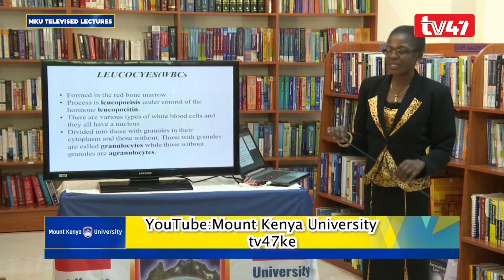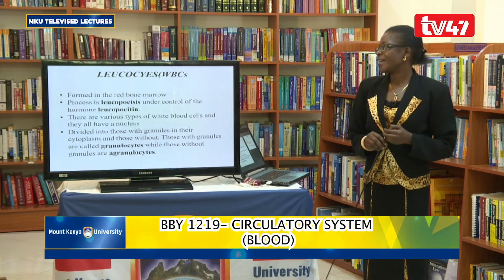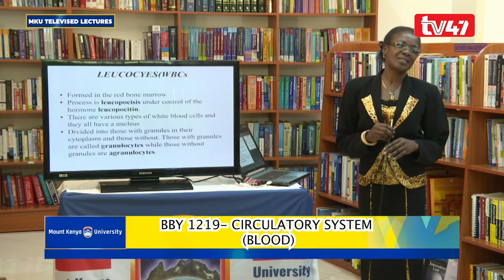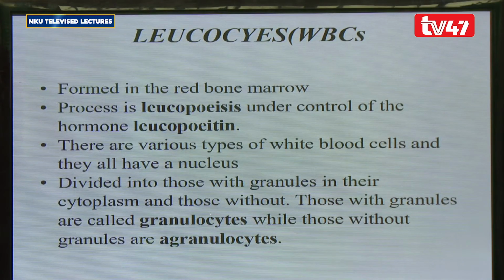Now on to the white blood cells or the leukocytes. Just like the red blood cells, the white blood cells are also formed in the red bone marrow. They are formed by the process we call leukopoiesis, also controlled by a hormone that we call leukopoietin.